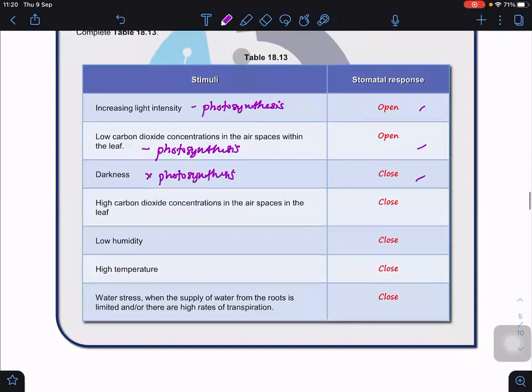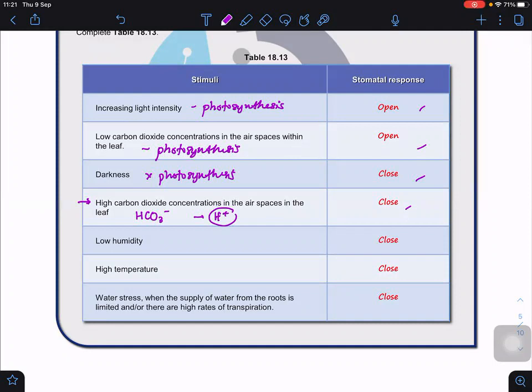And then this is something special. High carbon dioxide concentration in the airspace in the leaf: you can see that the stomata respond by closing. Until now, we are not so sure why the stomata actually close, but some scientists hypothesized that high carbon dioxide concentration causes the presence of bicarbonate ions. These bicarbonate ions may combine with water and produce H plus ions, and the H plus ions may cause the closure of the stomata.